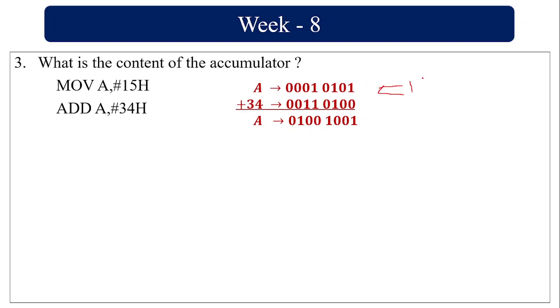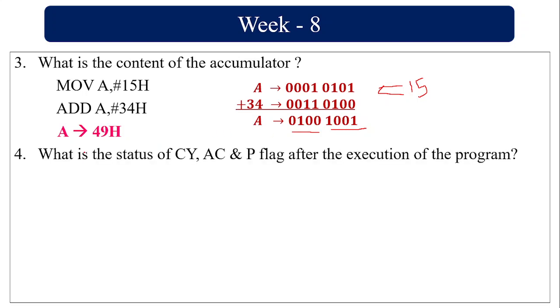With this 15 you are going to add your 34. So 0011 0100. So now the content is going to be added. So now your A value is this one, right? So here 0100 is going to be 4, 1001 is going to be 9. So 49 is going to be the content.